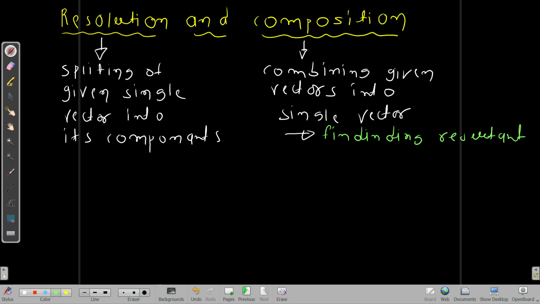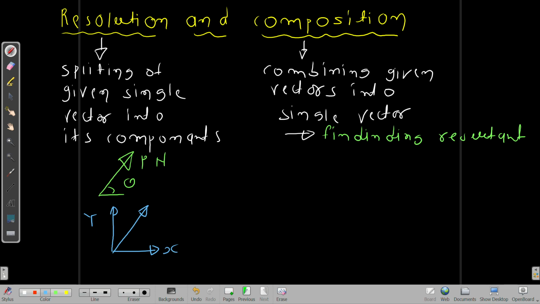Suppose this is the given question. Let us say this vector is P newton and its angle is theta. Now we have to split it. Split means you have to draw components: one component along the y-axis, the other component along the x-axis, if the system is two-dimensional. If it is a three-dimensional system, then you have to split into x-axis, y-axis and z-axis.